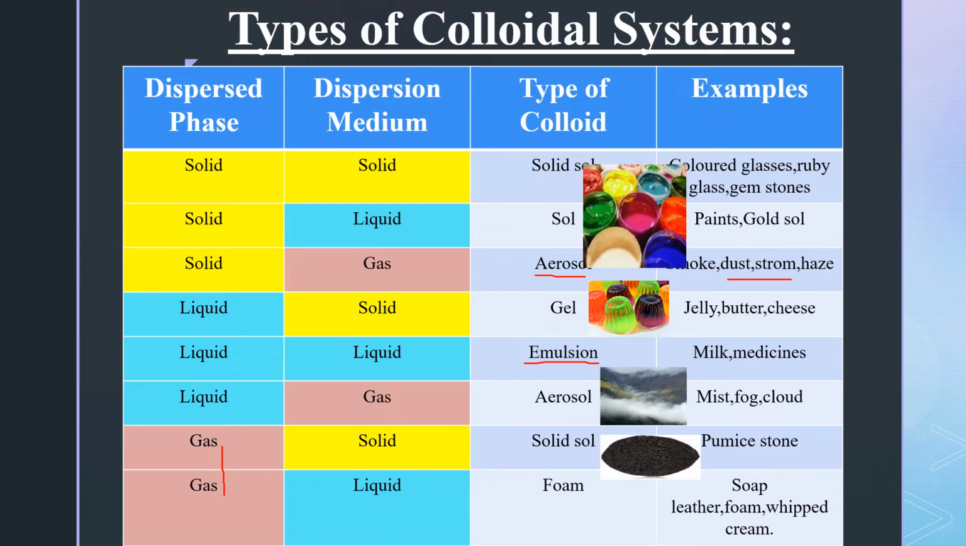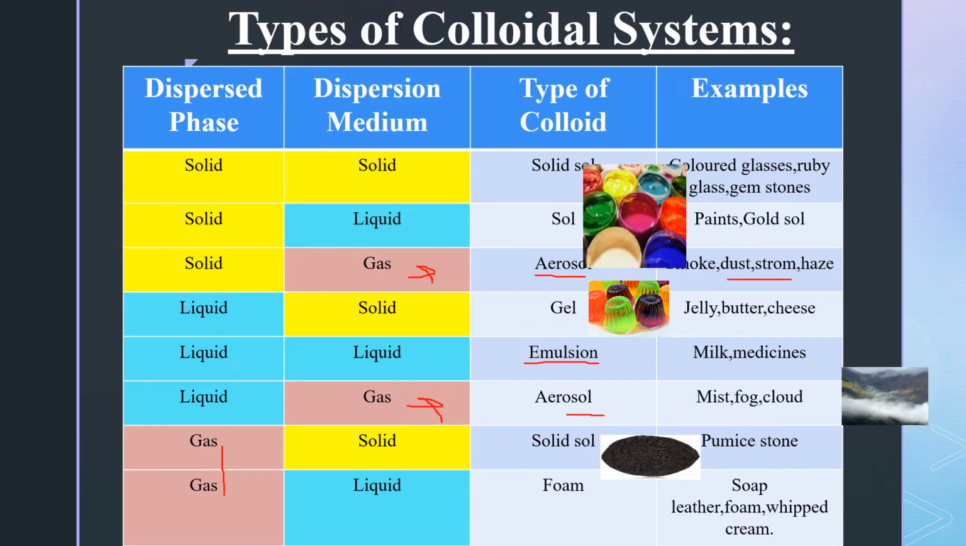When dispersed phase is liquid but dispersion medium is gas, again the type of colloid is known as aerosol. You can see in both the cases here, where the dispersed phase is solid and where the dispersed phase is liquid, but the dispersion medium is gas, the type of colloid is known as aerosol. And for this particular example, where dispersed phase is liquid and dispersion medium is gas, examples are fog, mist, cloud.